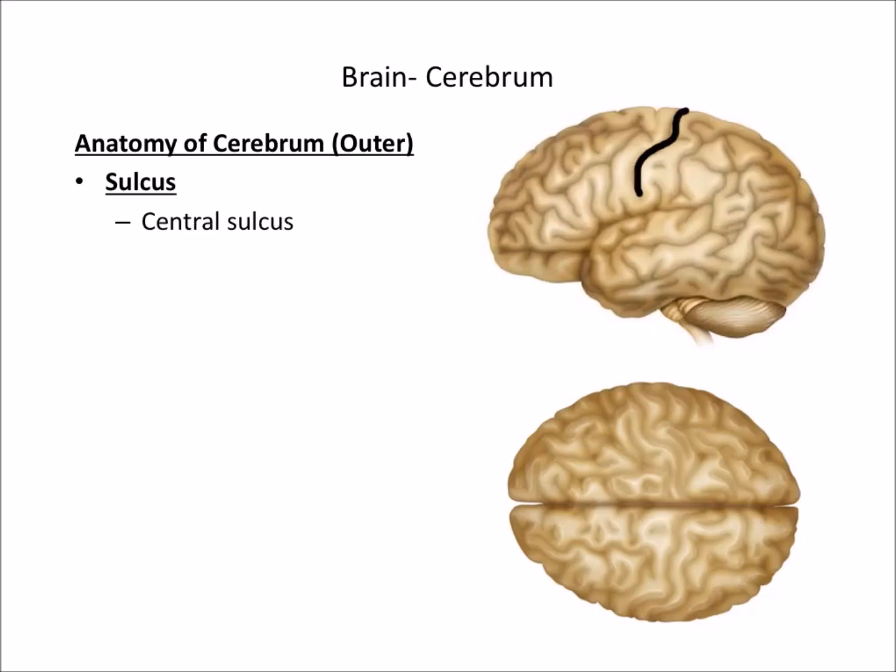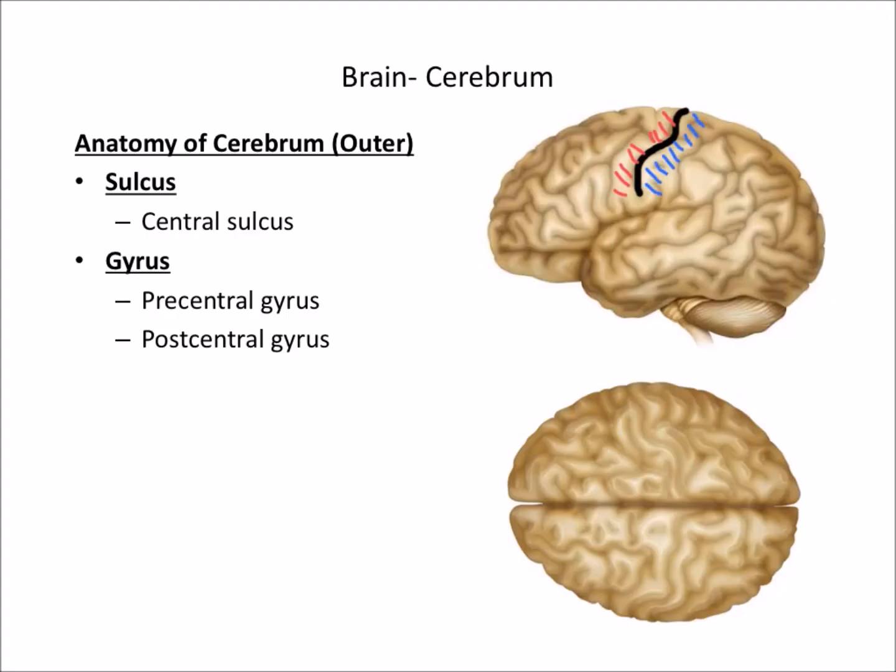The next outer surface feature of the cerebrum is called the gyrus, or gyri for plural. Gyrus is the brain matter found between sulci or sulcus. And there are two major gyri. The first one is called the precentral gyrus, which is located in front of the central sulcus, and the second one is called the postcentral gyrus, which is the gyrus located behind the central sulcus.